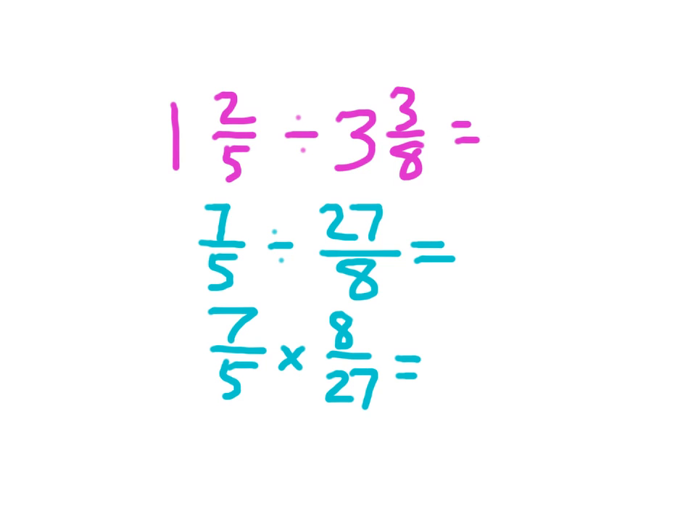I don't see any common factors that I can use, so I'm just going to go ahead and multiply it out. 7 times 8 is 56. And 5 times 27 is, let's see, 135. And 56/135 is in simplest form. So that's our answer there.